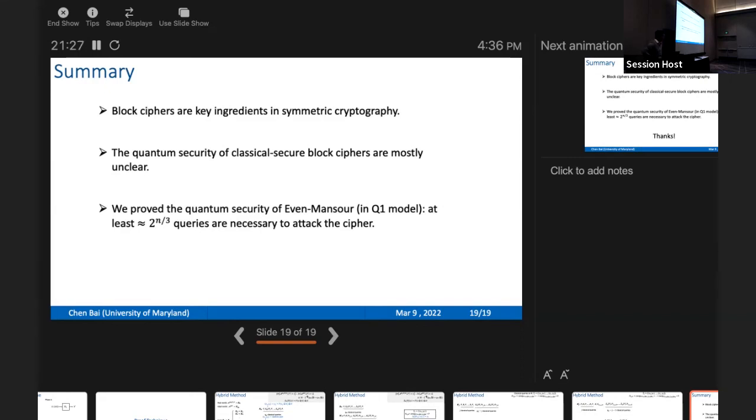Thanks for the talk. Do you think this kind of proof could be adapted to similar constructions, such as the FX construction?